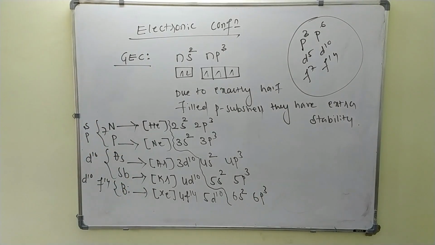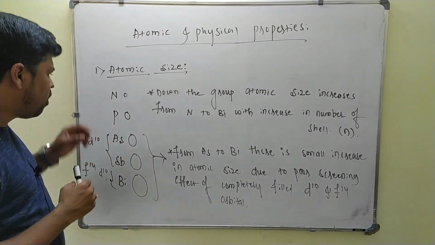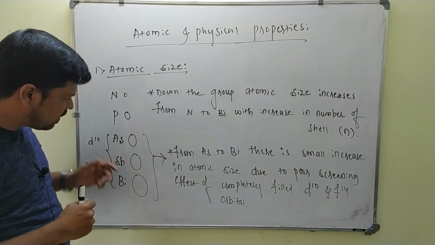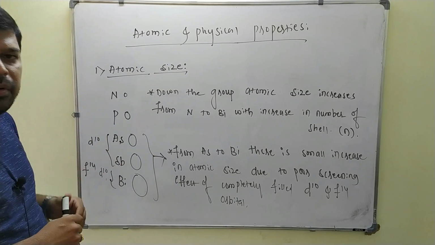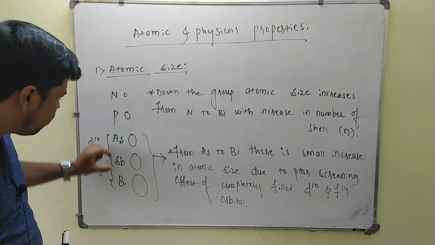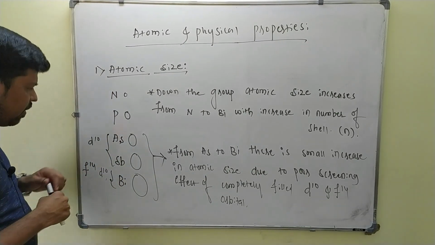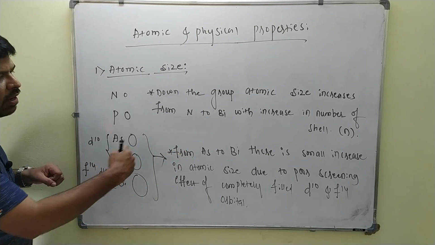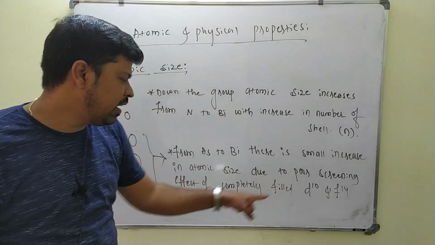Now the next thing is the variation of atomic size. From nitrogen to bismuth, down the group, atomic size increases with the increase in the number of shells. Down the group, the principal quantum number value increases. That's why the size from nitrogen to bismuth increases down the group. But one thing to remember: from arsenic to bismuth, there is only a small increase in the atomic size due to the poor shielding effect of completely filled d and f orbitals.